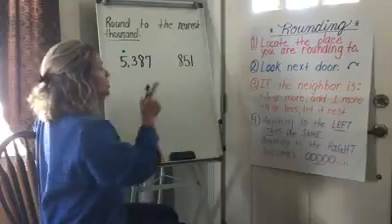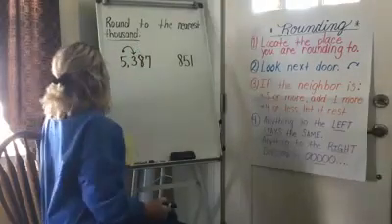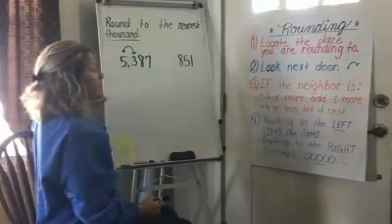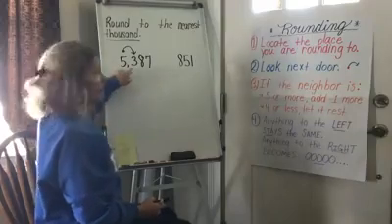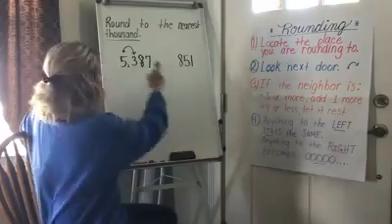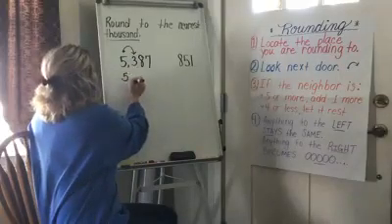Number 2, look next door. If I look next door, I see the neighbor 3. If the neighbor is 5 or more, add 1 more. If it's 4 or less, we're going to let it rest. Since 3 is less than 4, we're going to let that 5 rest.